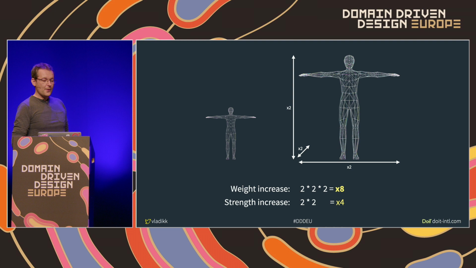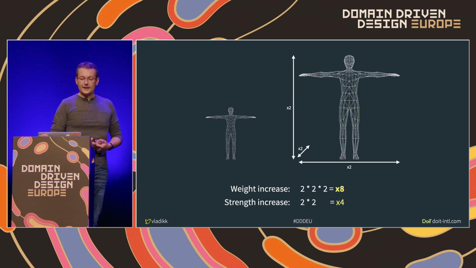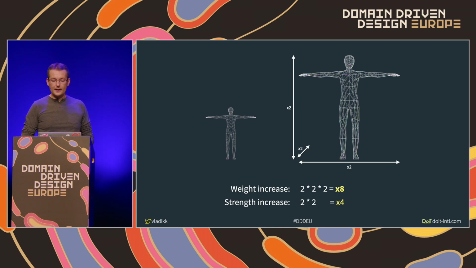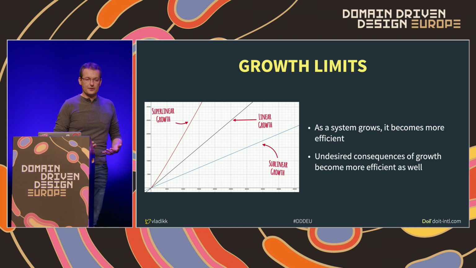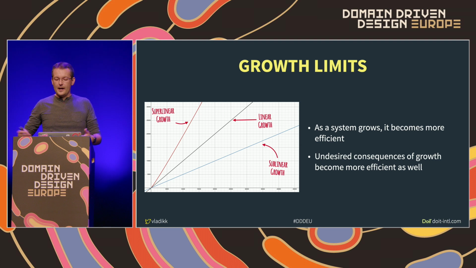The different rates of growth are the reason why systems cannot grow indefinitely. When stress-inducing factors grow faster than stress-withstanding attributes of the system, that relationship limits the system's growth potential. In more general terms, we can say that when a system grows, yeah, it becomes more efficient. However, some of the undesired attributes of a system are also becoming way more efficient.